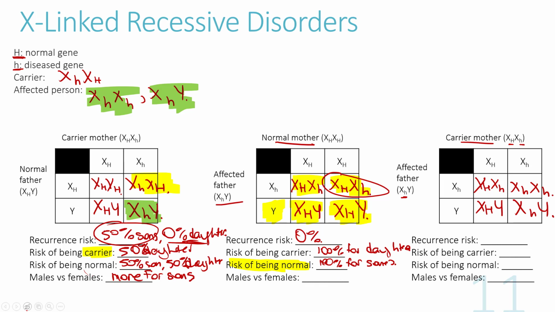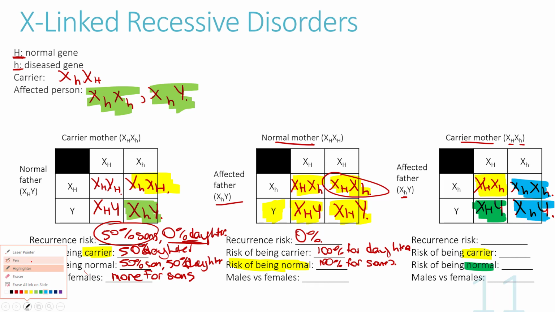So again, risk of being a carrier, only have carriers for the females. So this is a carrier, right? Risk of being normal would be this one. And then risk of actually getting the condition is this and this. All right.